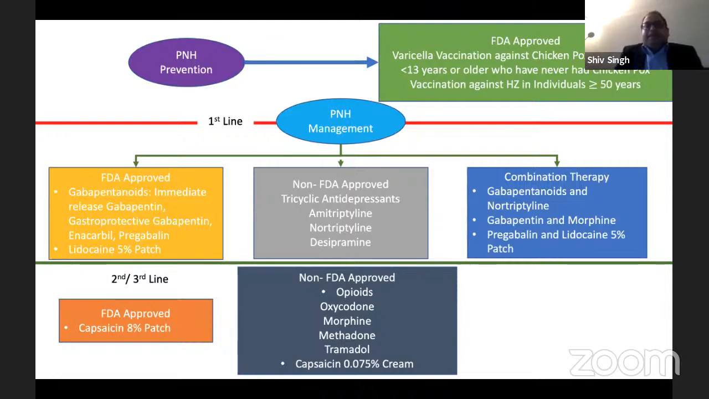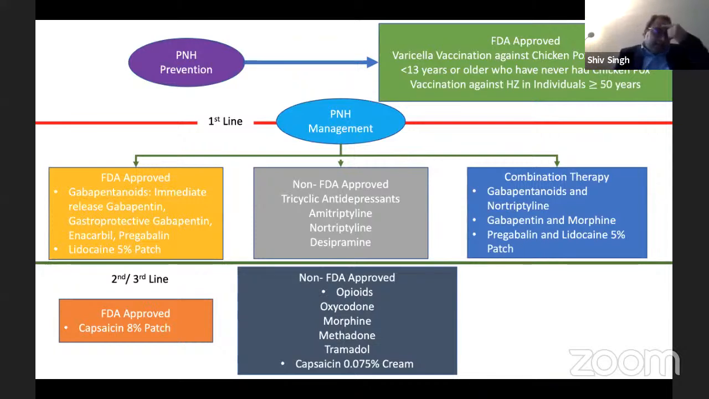So we can actually use that, the prevention, which I didn't talk about. And this is all FDA approved. And it says that varicella vaccination against chickenpox in all children less than 13 years or older, or children who have never been exposed to chickenpox should be vaccinated. And then again, individuals who are more than 50 years should be vaccinated for prevention of postherpetic neuralgia.